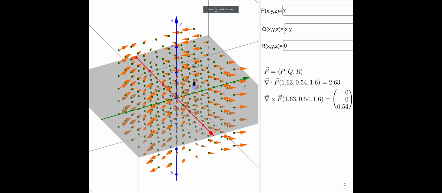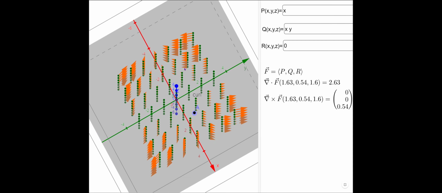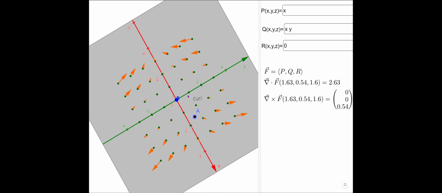If we wanted, say, a second example of what your curl vector field will look like, let's consider this vector field, where your x component is x, your y component is xy, and then the z component is 0. So for this vector field, you have no component in the z direction. So all the interesting stuff is just happening in the xy plane or planes parallel to the xy plane.